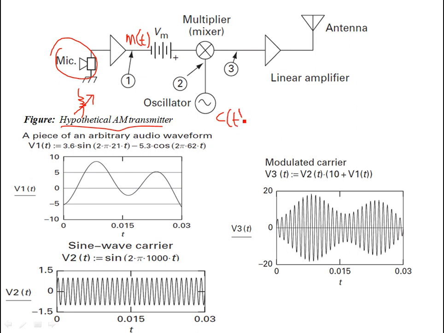In this case, you see these nodes. The first node is your message signal. So over here I have V1. This shows 3.6 times 2 pi 21t, and then I have another tone at 62t. So I actually have 2 spectral components, near to DC, 2 spectral tones. This is the time domain variation of the input, and that is the frequency domain. This is 21, and that is 62. So I have 2 tones.